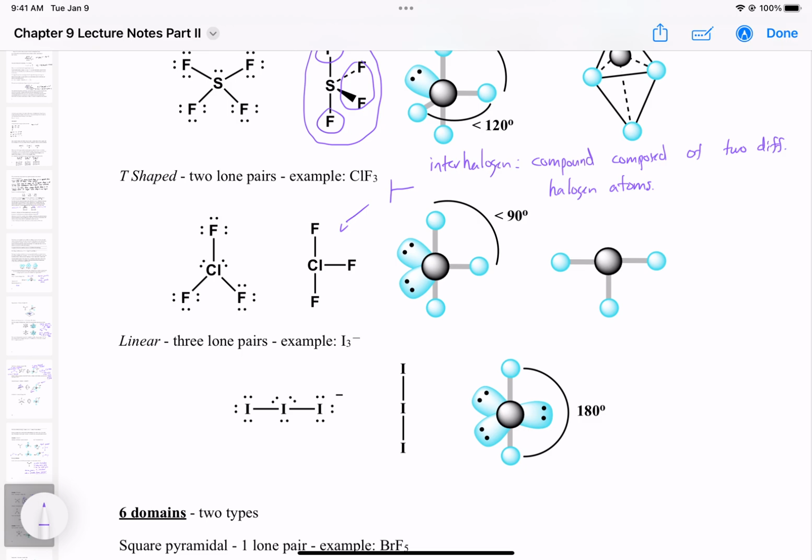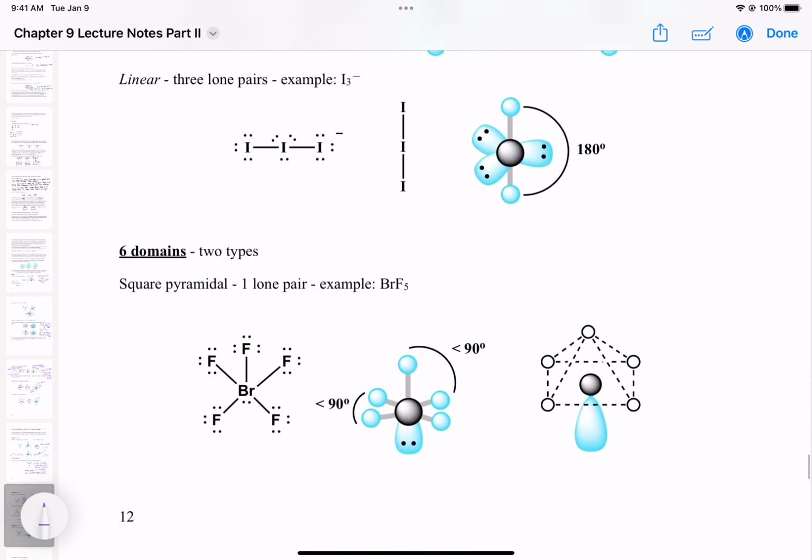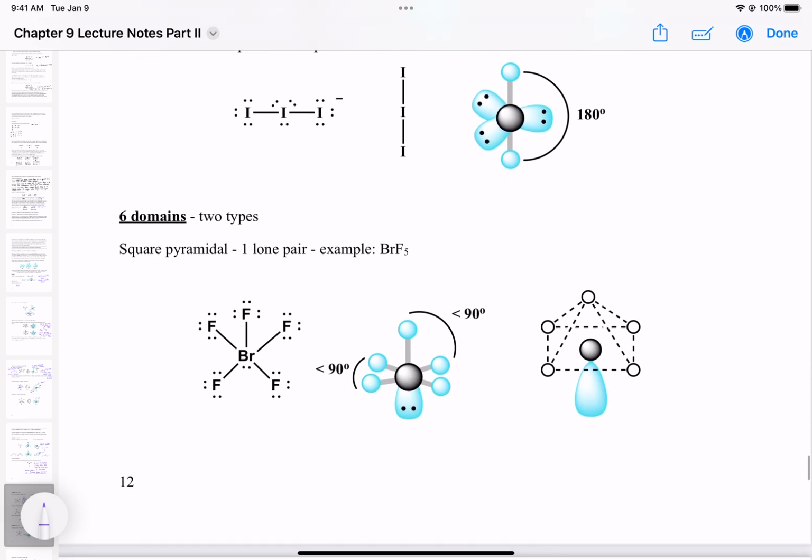Okay, so now let's move on to the octahedral class of compounds. So there's 6 domains. So here, fortunately, we only have 2 types. So we can get higher than 6 domains actually, but not many compounds fit that criteria, so we don't really talk about them, and I won't talk about them here. So 6 domains is all we'll cover.